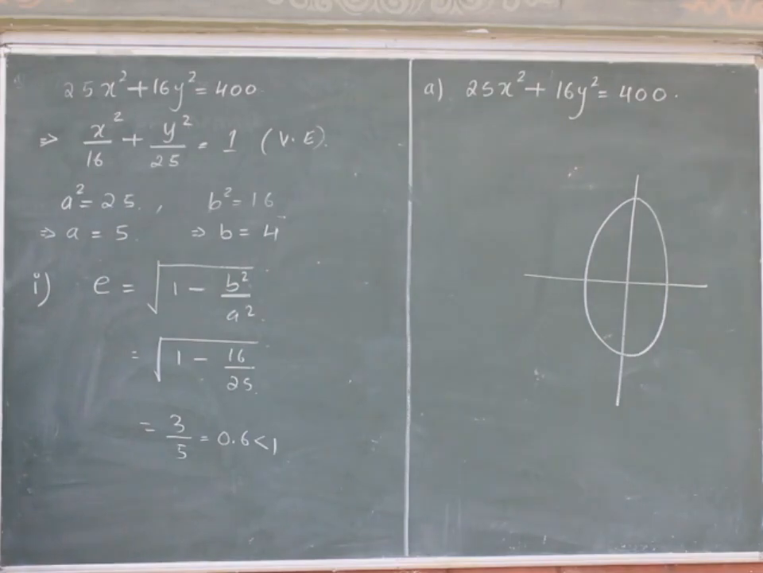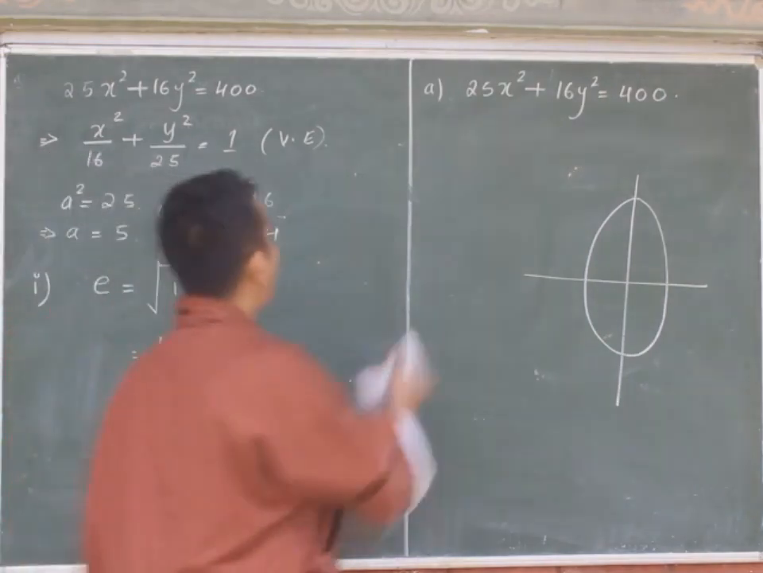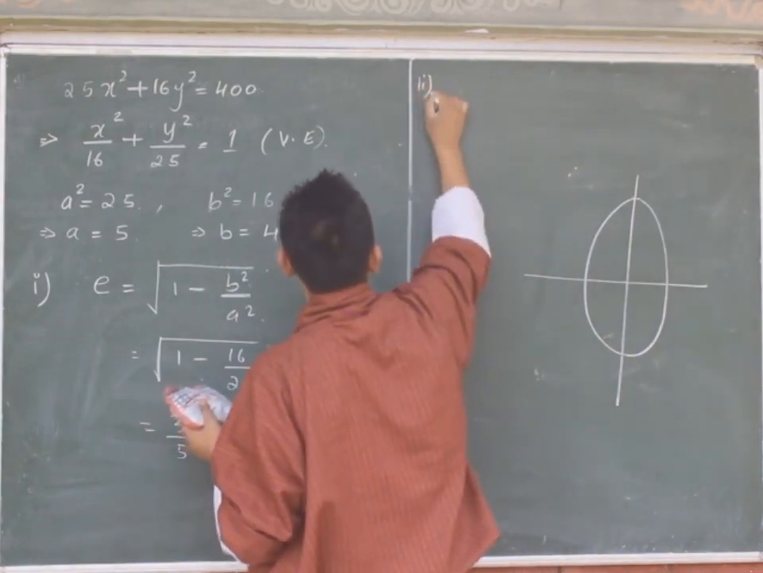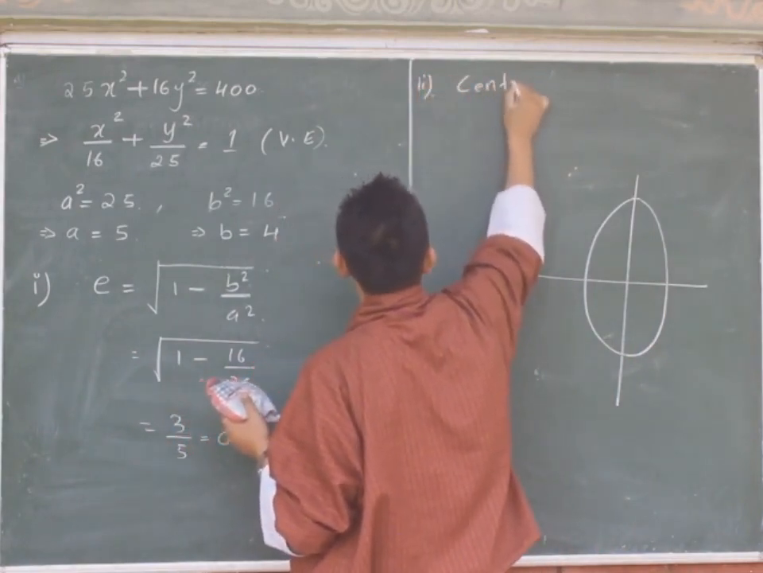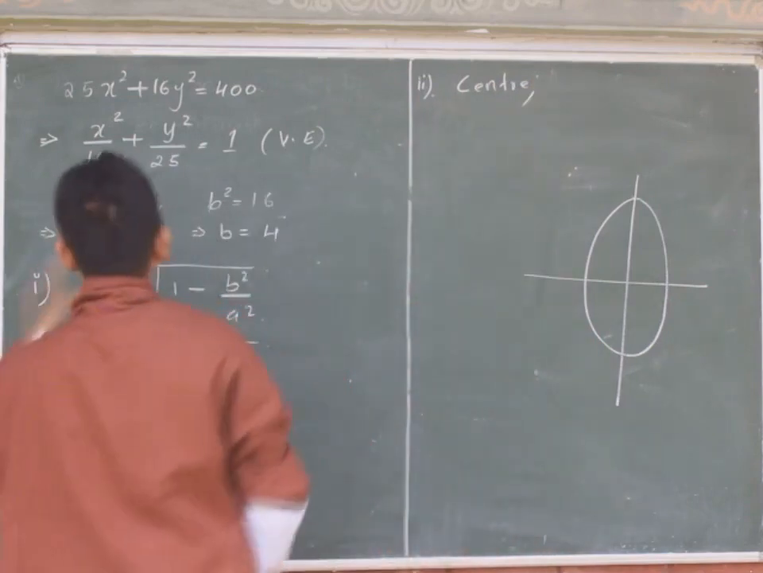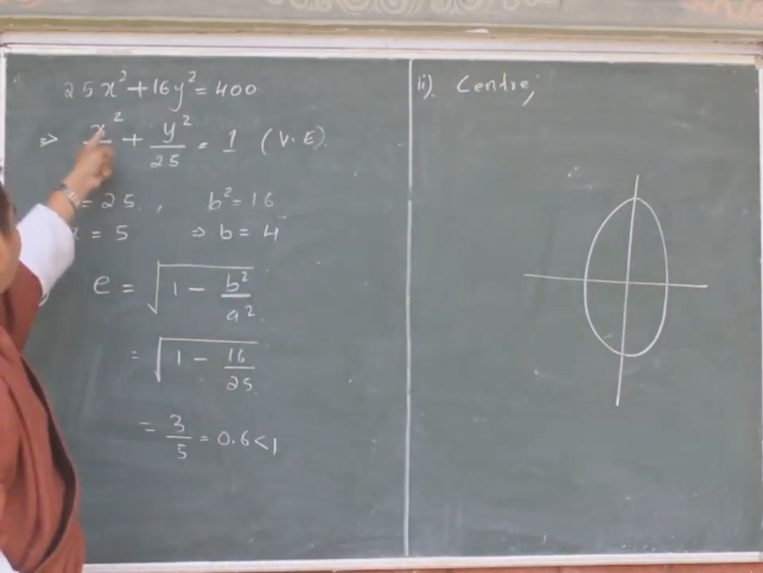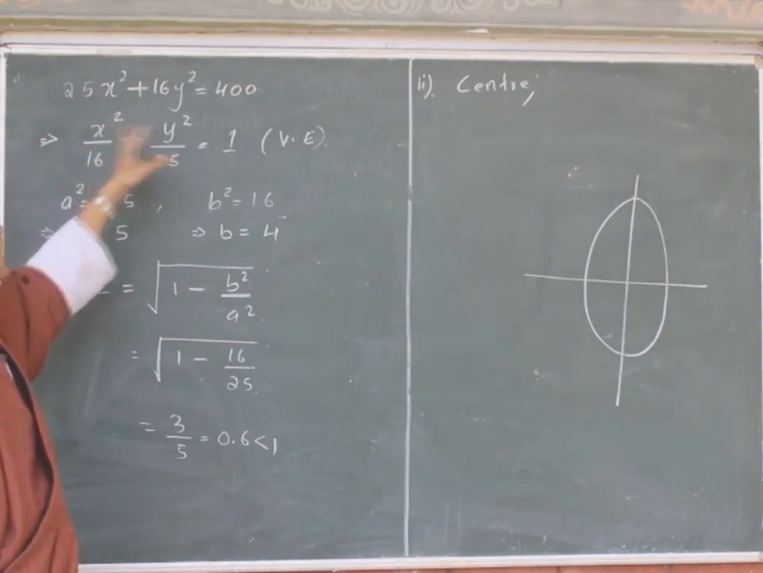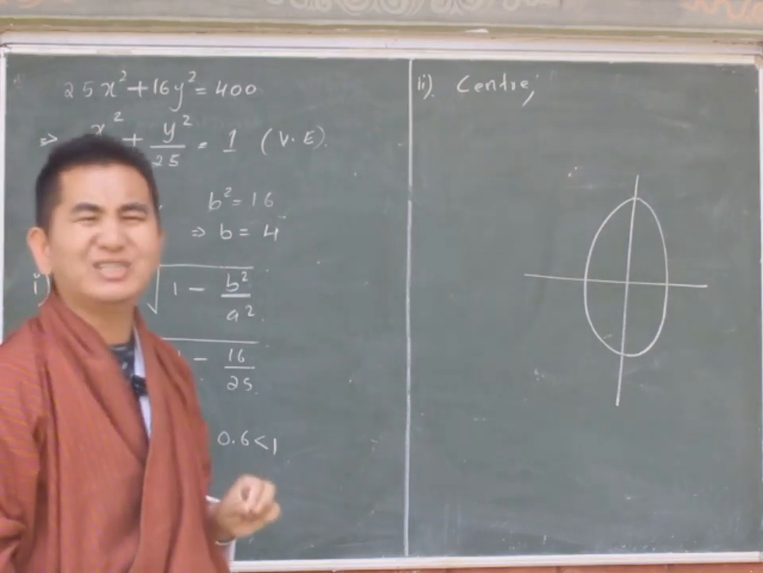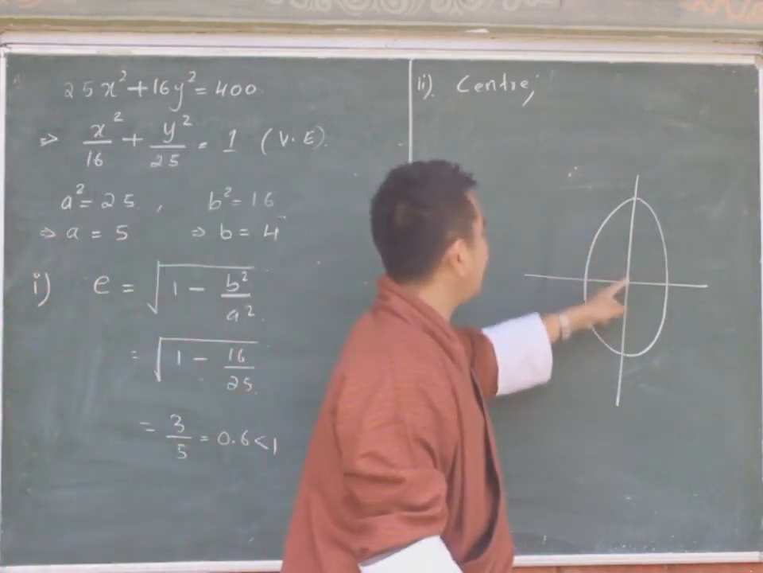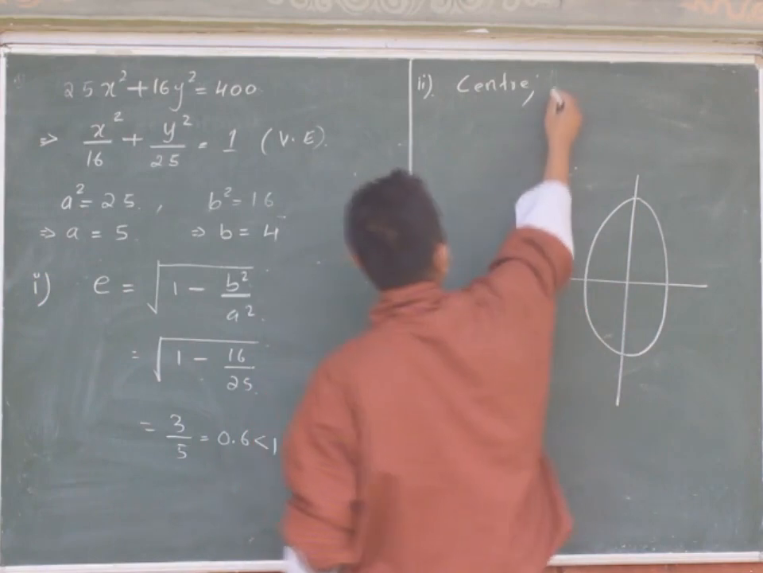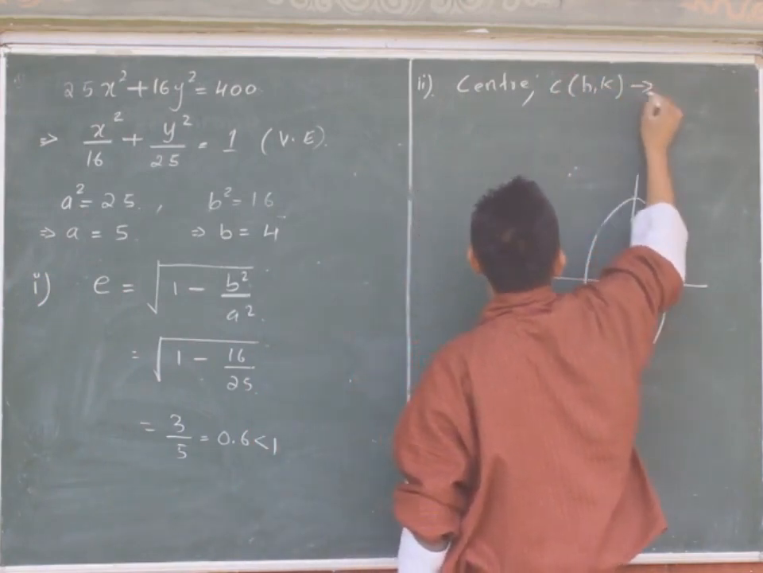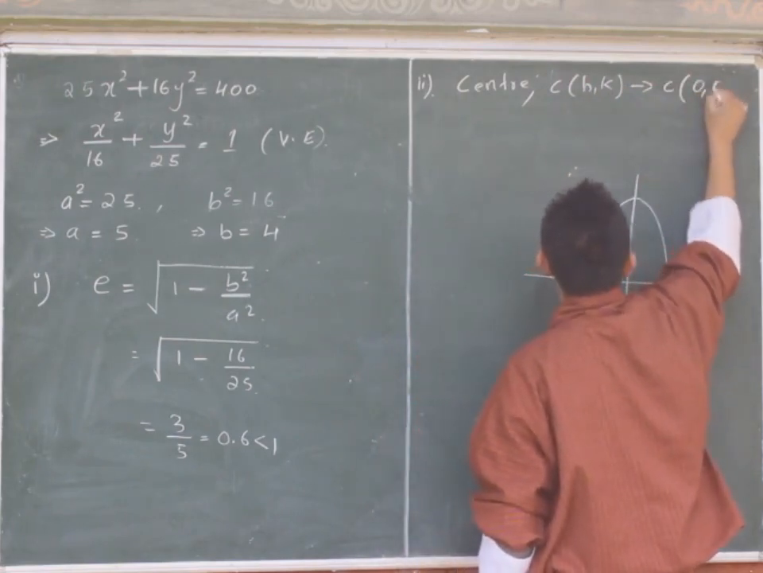Now number 2, what do you need to find? We need to find the coordinates of center. This type of equation, actually, we have x minus h whole square. So what's our h and k value? Here in this case, h and k are equivalent to 0. That means the center of the ellipse is at the origin. So the center C of h comma k is nothing but C of 0 comma 0.